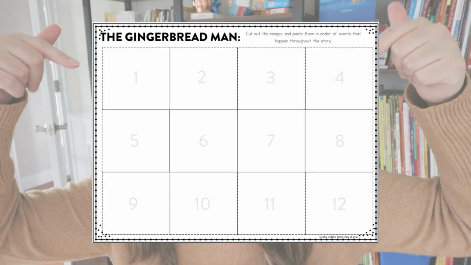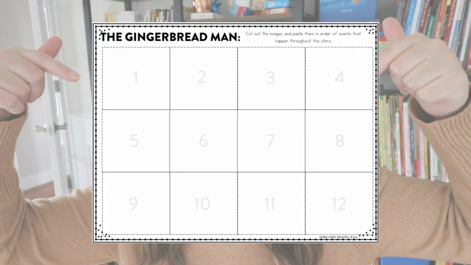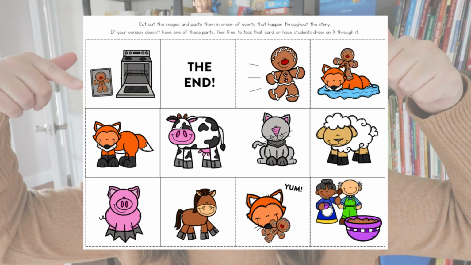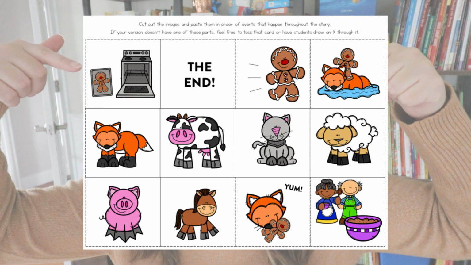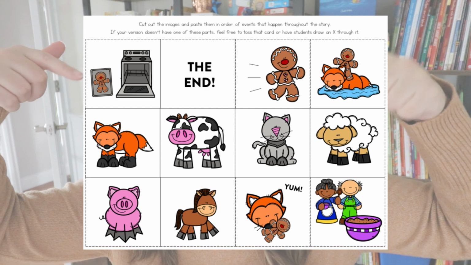But also in last year's video, I shared a free cut and paste retelling activity that you can do with pretty much any of the traditional retellings of the Gingerbread Man story. So it'll work with plenty of them, and it is a simple cut and paste that looks like this. It is one page here where you have the boxes in order, and then you have this page here with all the little pictures.